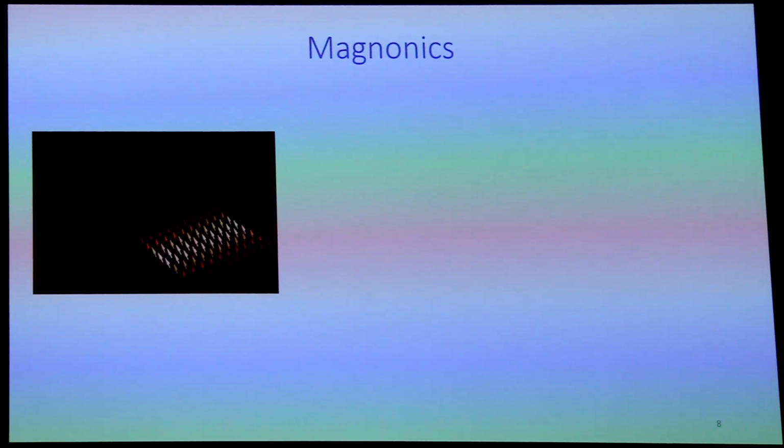For that, I will briefly introduce the field of Magnonics. Magnonics is a field of science that studies how to transport and how to encode information in spin waves. Spin waves are collective modes of the magnetization field. It's called Magnonics because the quanta of spin waves are called magnons.